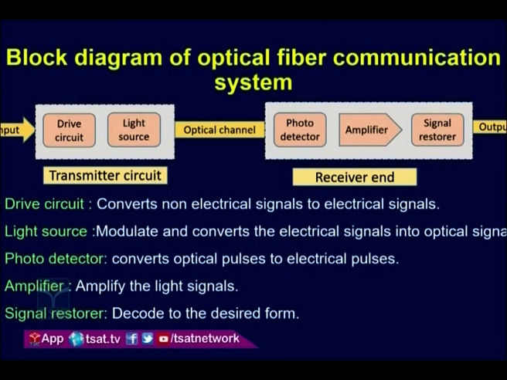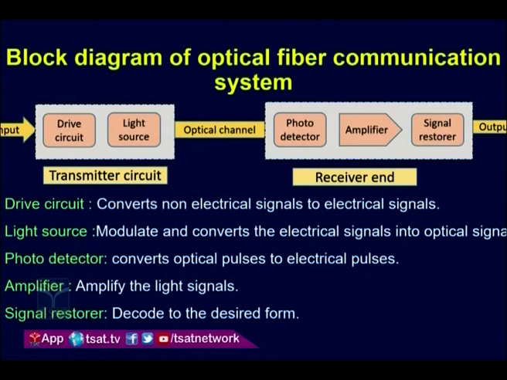And we will see the block diagram of the optical fiber communication system. Look at the slide. In that slide we are giving an input signal. It might be anything: voice, image, video, non-electrical, analog, digital. We are giving the input signal that will reach the transmitter circuit. In that transmitter circuit we have two components: one is the driving circuit, one is the light source. The drive circuit will receive the signals and convert them to electrical signals. Next, the light source will convert these electrical signals into optical signals.